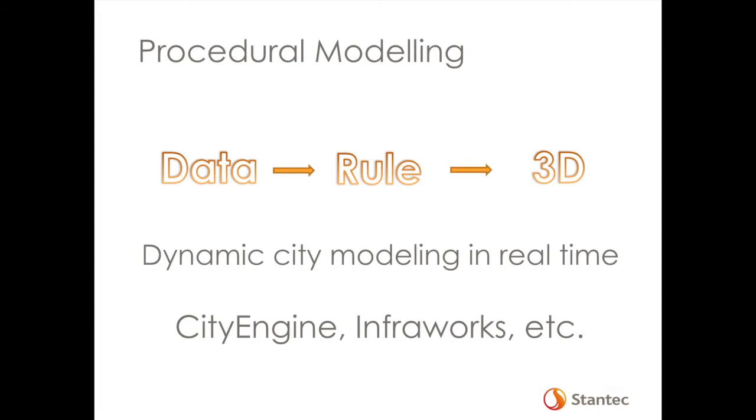So again, it starts with data from any source. Procedural is basically rule-based modeling. So you take computer rules that apply something to a data set, and you can turn it into something three-dimensional. All these rules can be custom programmed. There are people that can do them, and a lot of the software comes with free rules right out of the box. But the best part about it is you can actually do dynamic modeling in real time. Everything you design in this environment is in three dimensions in real time. So again, City Engine, InfraWorks.